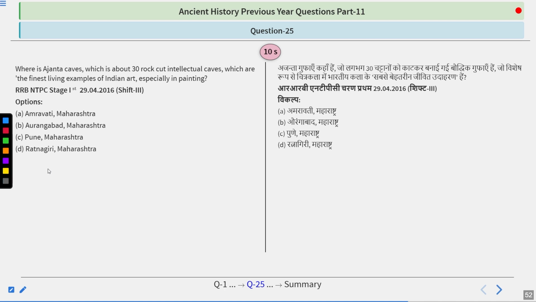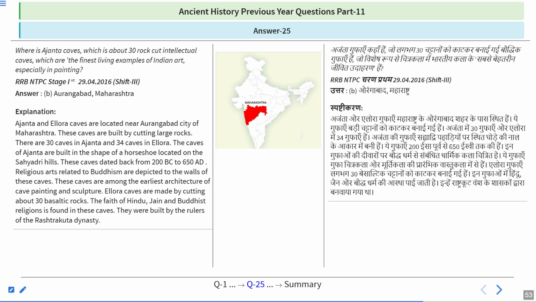There are Ajanta caves, which are about 30 rock cut Buddhist caves, which are the finest living examples of Indian art, especially in painting. Amravati, Maharashtra; Aurangabad, Maharashtra; Pune, Maharashtra; Ratnagiri, Maharashtra. Try to answer. Answer is Aurangabad, Maharashtra. So Ajanta Ellora caves are located near Aurangabad city of Maharashtra.